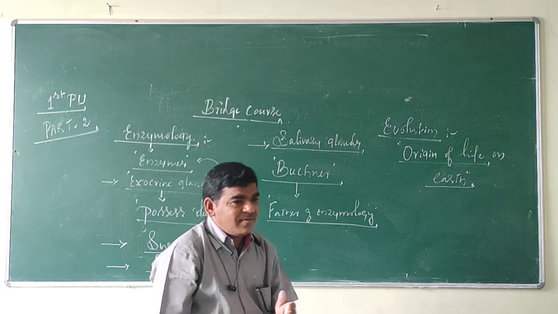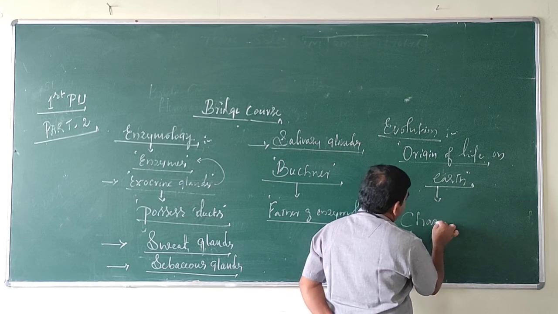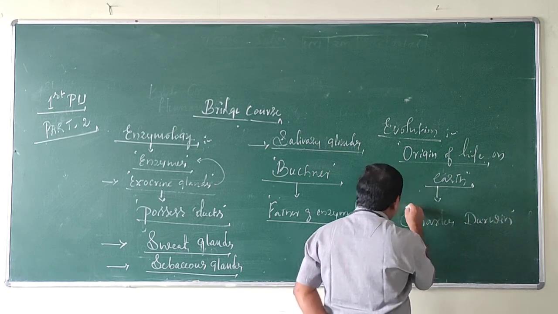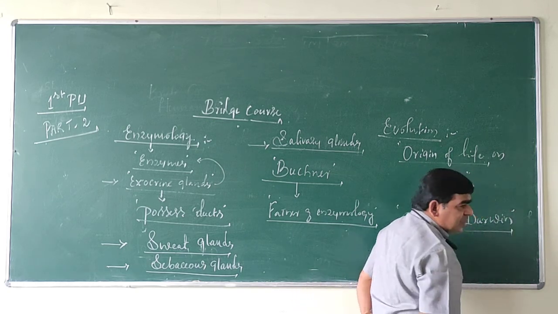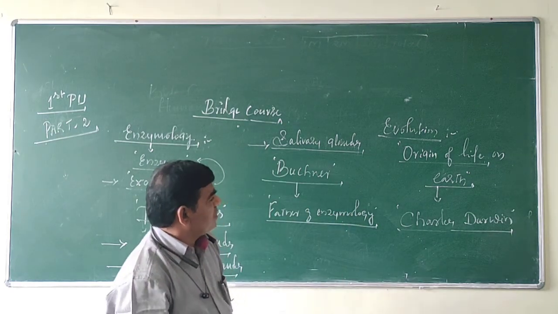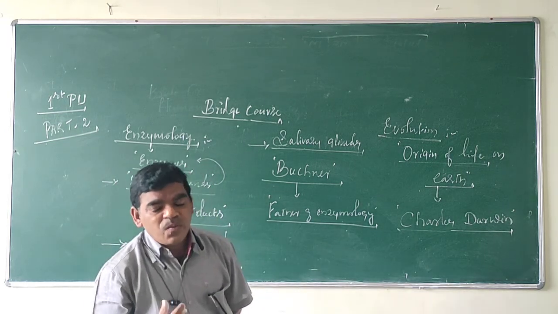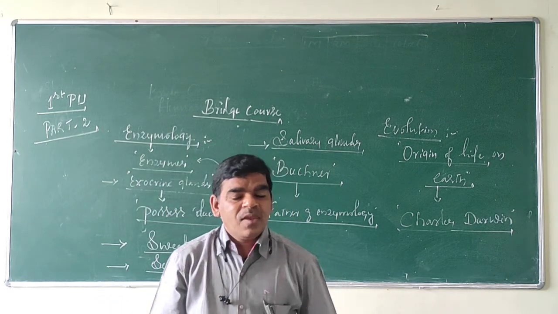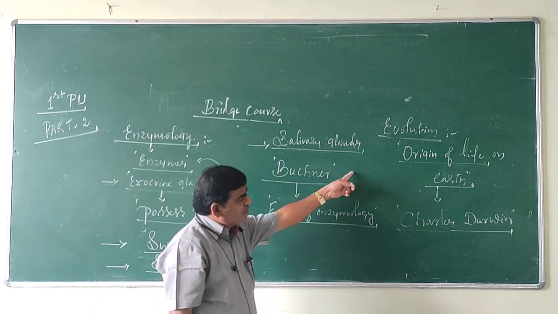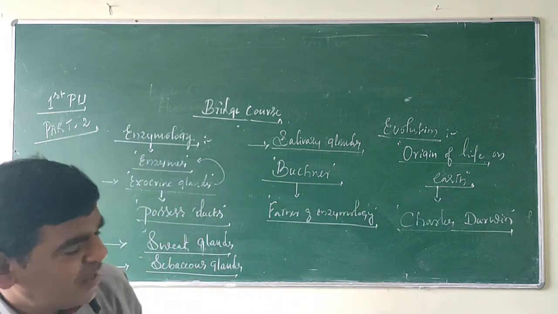Origin of life. Charles Darwin was considered the father of evolution. Clear? Evolution is the origin of life on Earth, how living organisms originated very first on Earth. It's called evolution, and Charles Darwin was considered the father of evolution.